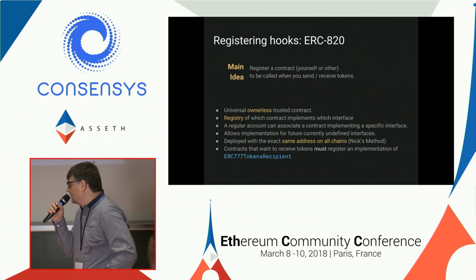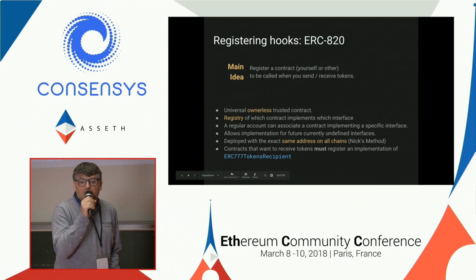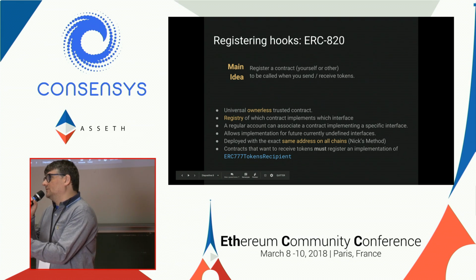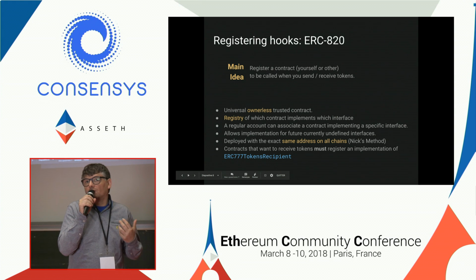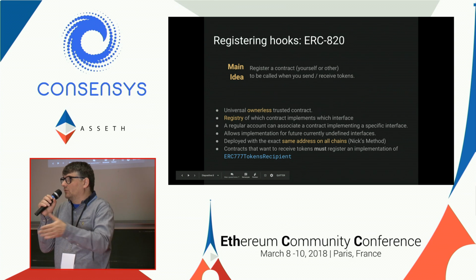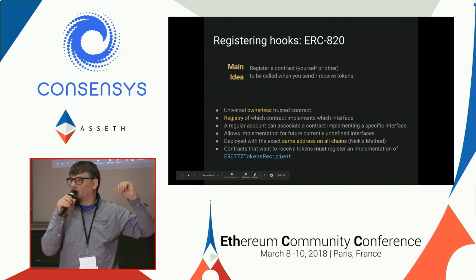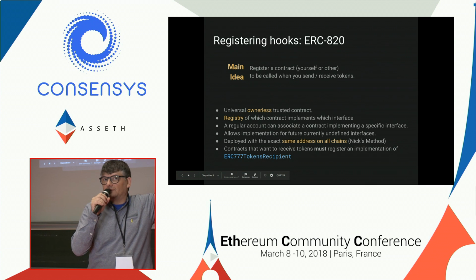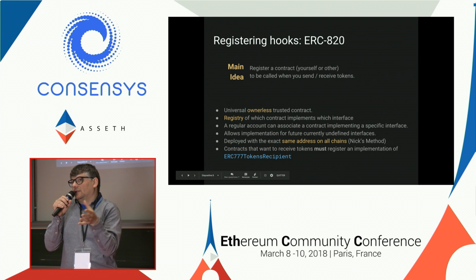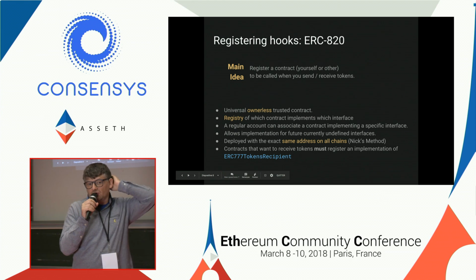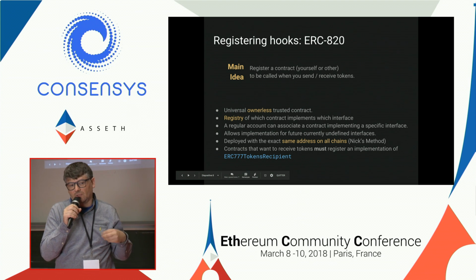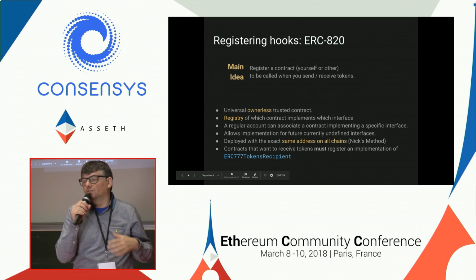For registering these interfaces, you have a regular account and you want, for example, to prevent receiving tokens, or you want that when you receive tokens, maybe you send 10% of those tokens to another account for donations, or for some interest that you have to pay somebody else. You have to register that hook in some way. So the solution here is a very innovative solution. That's what we call an ownerless trusted contract.